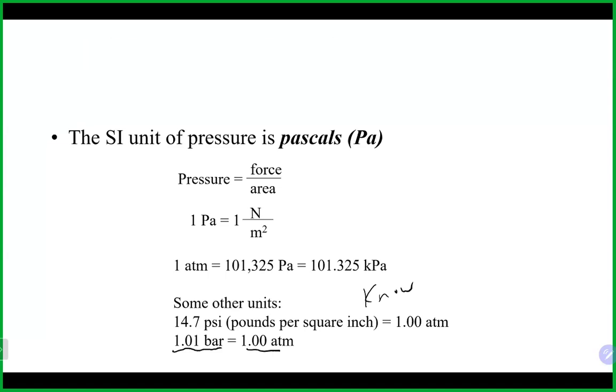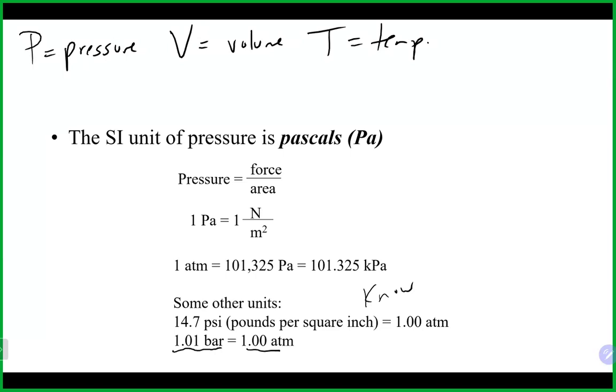So we're going to talk about gas laws now. And when we talk about gas laws, there are three variables that we deal with. We deal with P, which is pressure. We deal with V, which is volume. And we deal with T, which is temperature. Now, in some of these gas laws, we may keep one constant and vary the others. We may actually vary all of them. But those are the three major variables that we come across in gases.